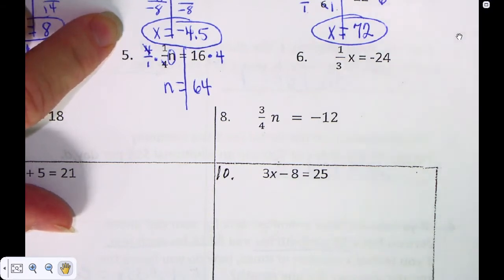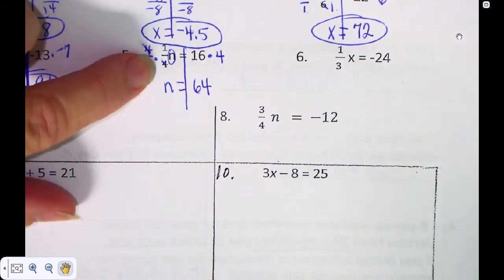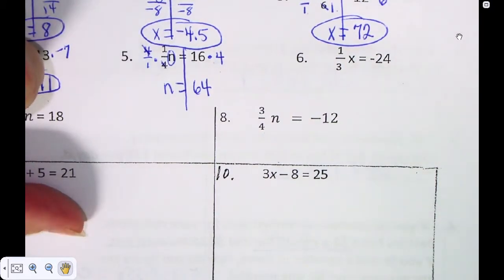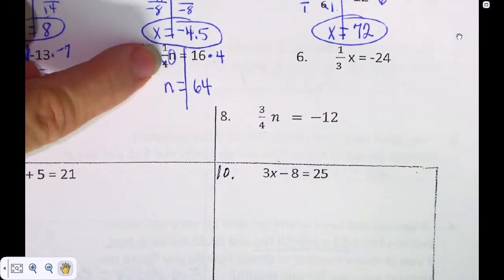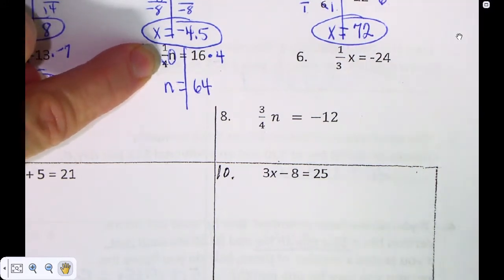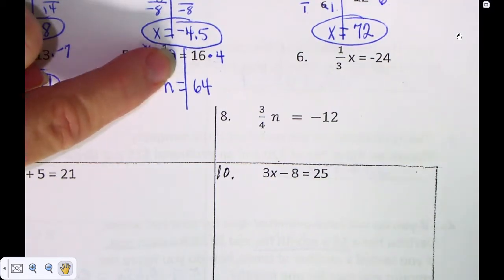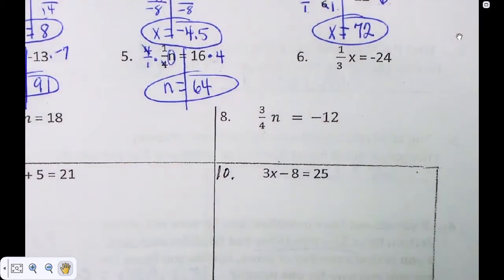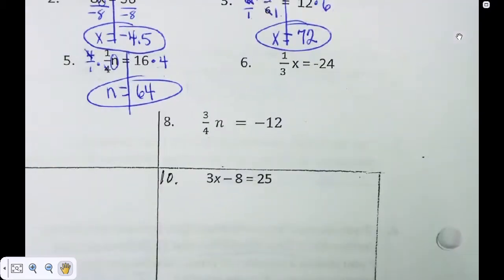64 divided by 4. What'd you get? 16. We just reviewed this. What is the decimal for 1/4? 0.25. So 0.25, everybody, 0.25 times 64. 16. Check it. Circle it. We've checked it 3 times.